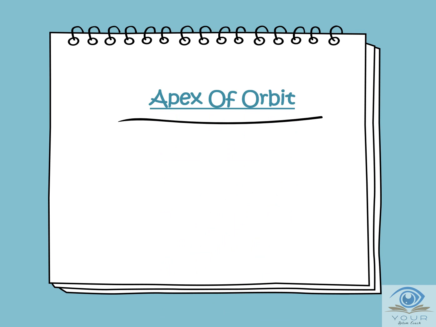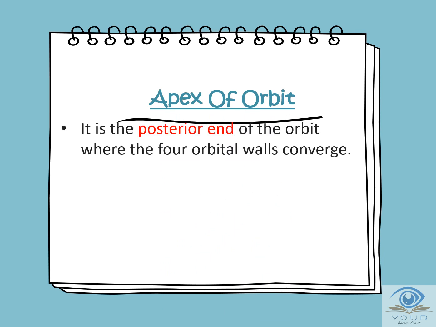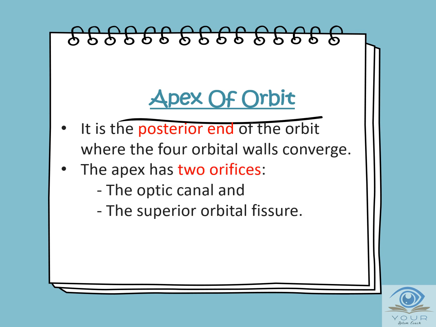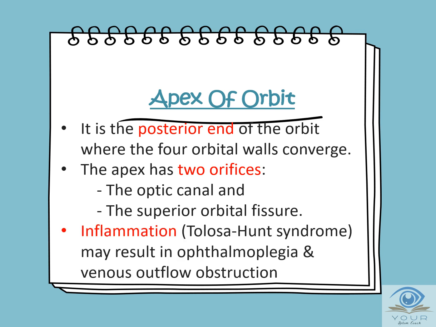Coming to the apex of the orbit, it is the posterior end of the orbit where the four orbital walls converge. Now, I just want to remind you that this can be asked as a separate question. So that is why I've covered it here. The apex has two orifices, the optic canal and the superior orbital fissure.